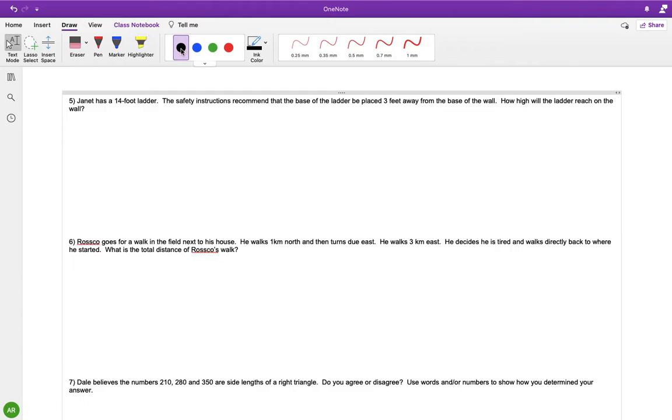Here we go. All right, so first question 5. Janet has a 14-foot ladder. The safety instructions recommend that the base of the ladder is placed 3 feet away from the base of the wall. How high will the ladder reach up the wall? So in this case, the ladder will be the hypotenuse. So I'm going to make a triangle, right triangle.